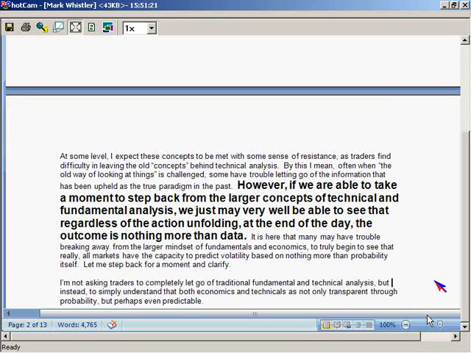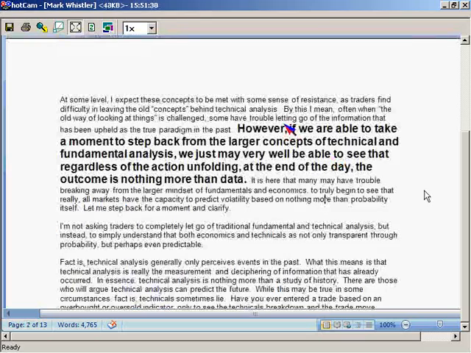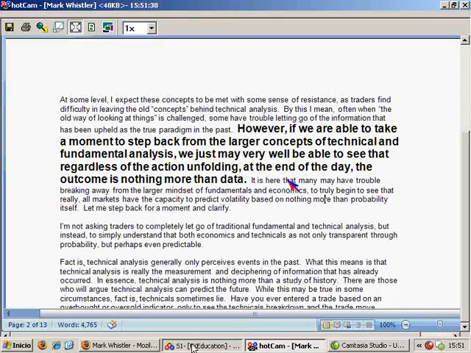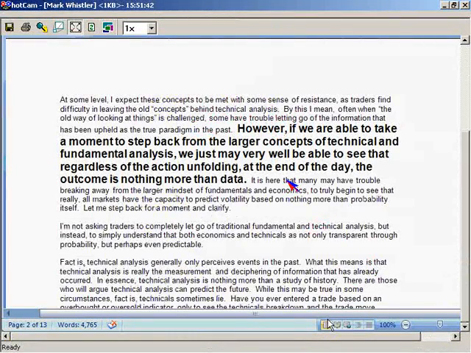Yes, and just FYI, the second part, even though you are seeing the first part of part two, perceiving forex volatility, what we're going to do here is go through showing you the actual report, and then we're going to go through the conceptual side of it, and then we're going to go back to part one during the morning webinar to work through the actual explanation of the descriptive statistics.